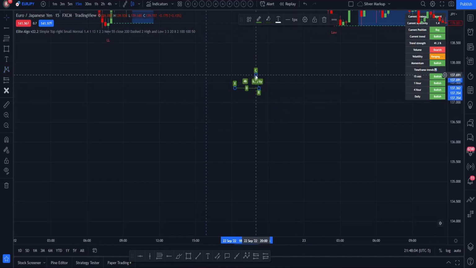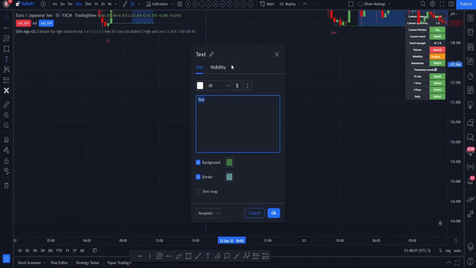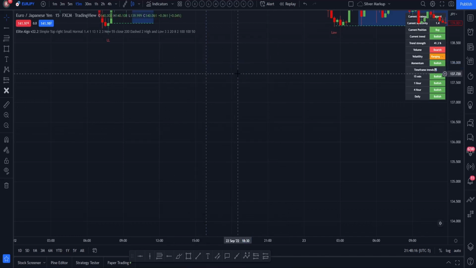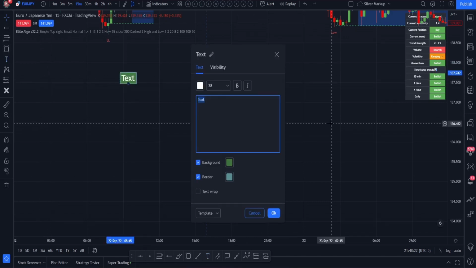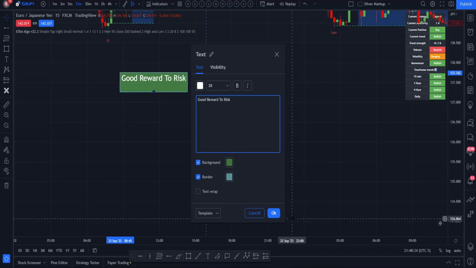Actually, wrong one. So there's a few components of risk management you want to look out for. So one is you want to have a good reward to risk. So for my trades, I like looking for around 1.5 to 1, and we can use colon, 1.5 to 1 reward to risk. You know, as close to 1.5 as possible.